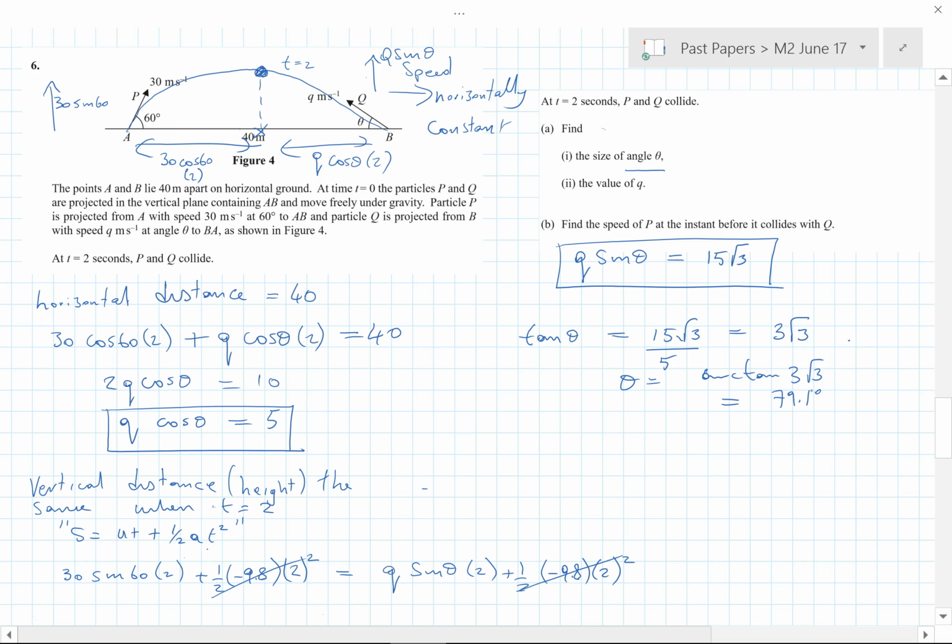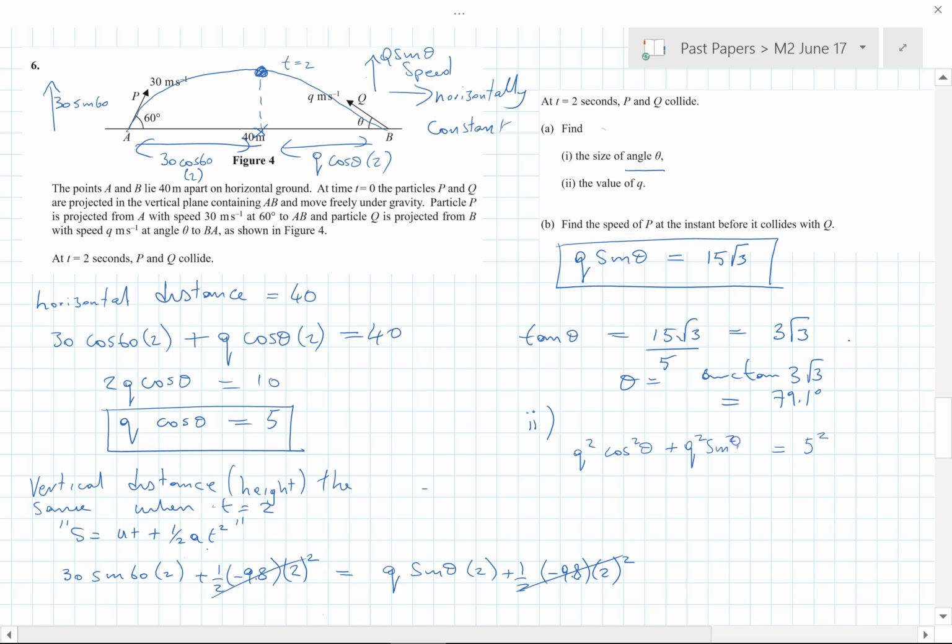Okay. Now, for the second part, part B, of this first question, you might use the angle you've worked out and put it in there, but a slicker way is to square this. That's q squared cos squared theta, and square this and add them together. So q squared cos squared theta is equal to 5 squared, and add that to q squared sine squared theta.